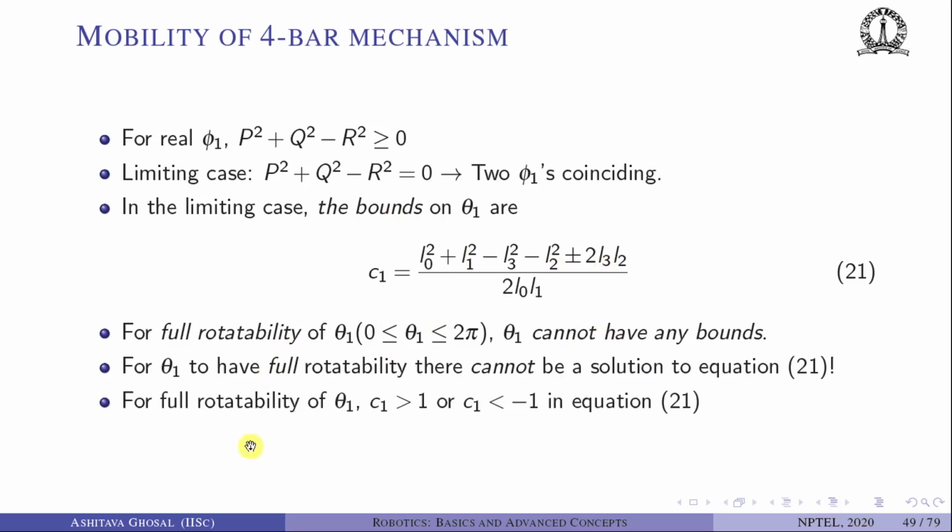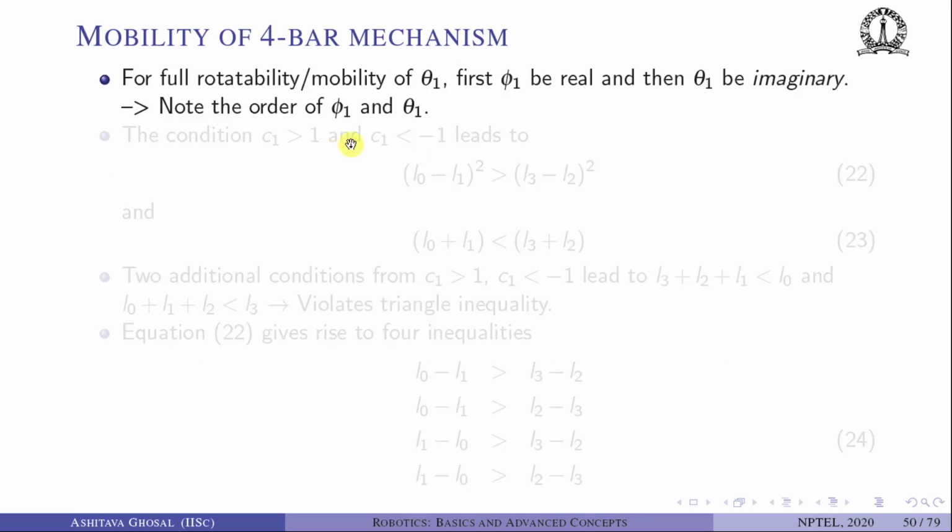Okay, so basically for full rotatability of theta 1, cosine theta 1 must be greater than 1. If this number is greater than 1, we cannot have a solution for theta 1, or it should be less than minus 1. So for full rotatability, to repeat, of theta 1, first phi 1 must be real and then theta 1 must be imaginary. Note the order of phi 1 and theta 1.